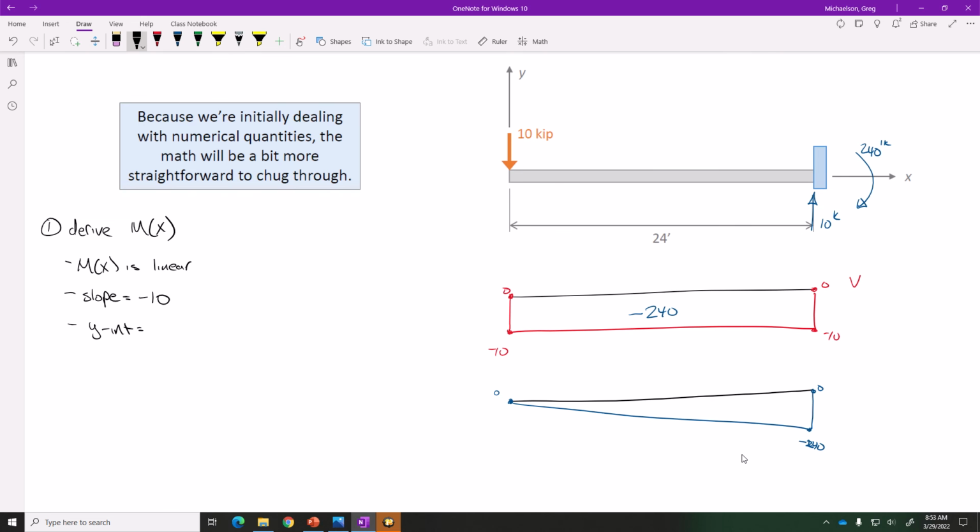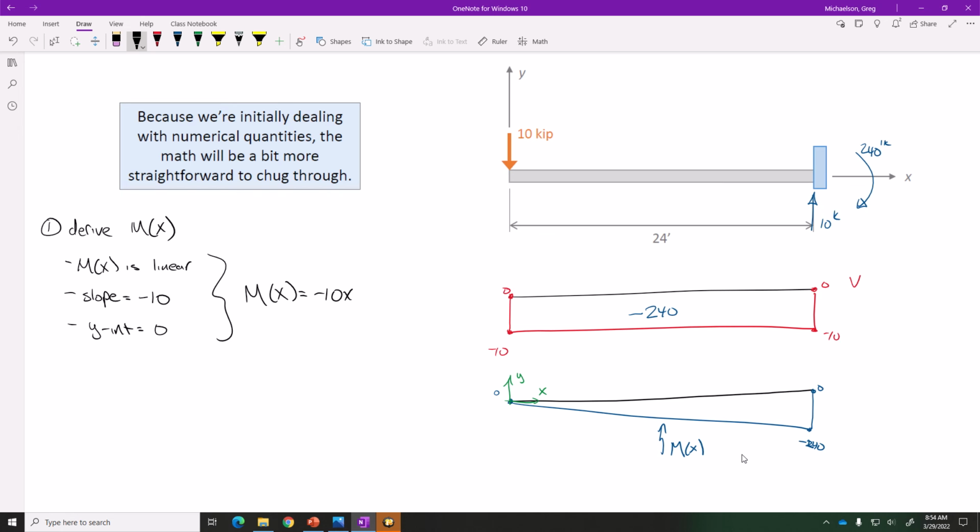Moment diagram. Here's my coordinate system right here. Where does this moment function go? Because this line right here, to be clear, is that. Here's my y-axis, there's my x-axis. What's the y-intercept? 0. Boom.